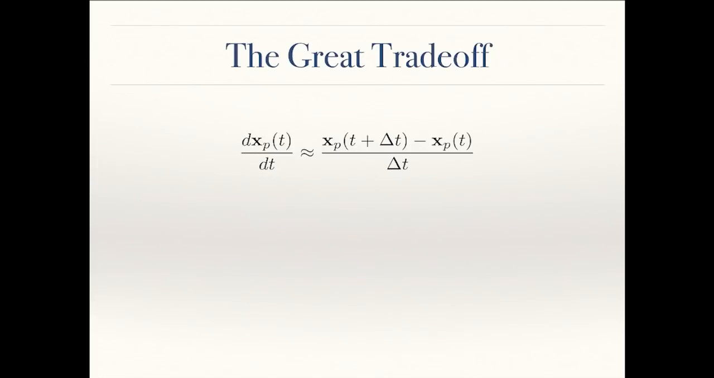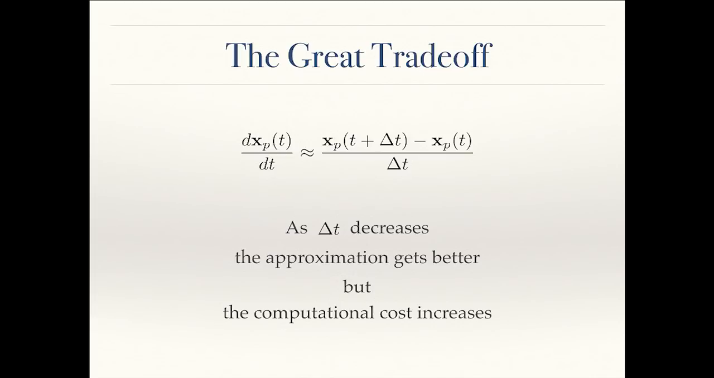At this point I'll point out the big trade-off that we have in all of scientific computing and physics-based animation. And that's that as delta t decreases, the approximation we have to the derivative gets better. So the solution that we get, the animation that we get, gets better in an accuracy sense and also generally in a quality sense. But what we pay is that there's increased computational cost. So as a general rule, you can always get a better animation just by paying more computation time.